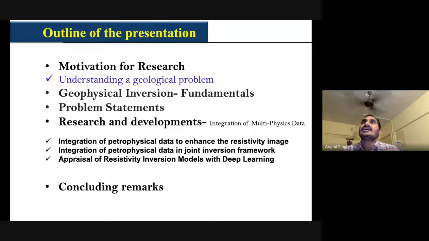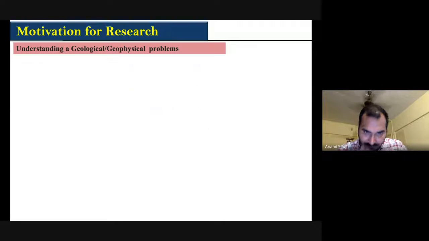Now the question is how we can improve it, and what is the need to improve. The moment you improve the subsurface imaging, your chances of identifying the natural resources you are targeting get better and better. This is the main motive of this work.